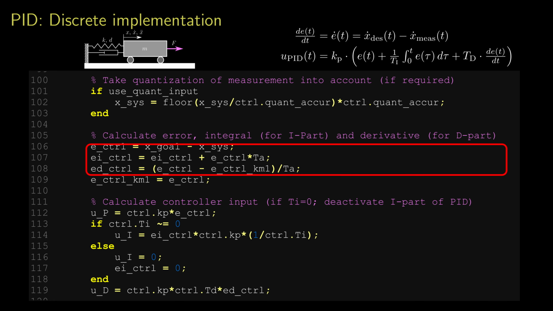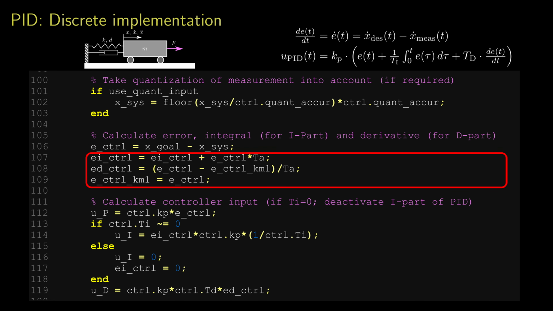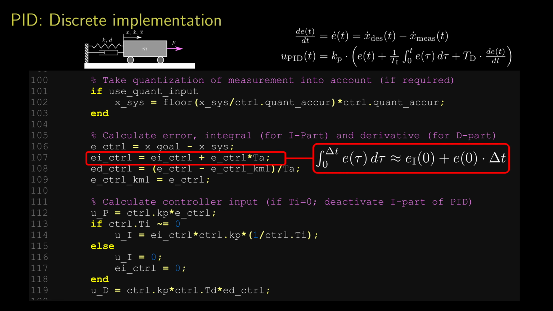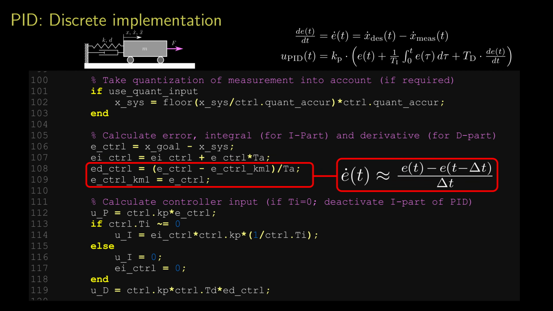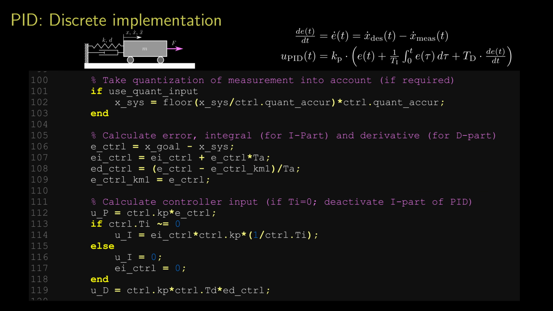To calculate the integral and the derivative of the error, we use Euler steps as approximation. The integral error is just the integral error from the last time step plus the current error times the controller cycle time. The derivative error is the difference between the error from the last time step and the current error divided by the controller cycle time. This way we calculate the integral and derivative error from the position measurement alone, and we can implement that on a real system just like this as well.